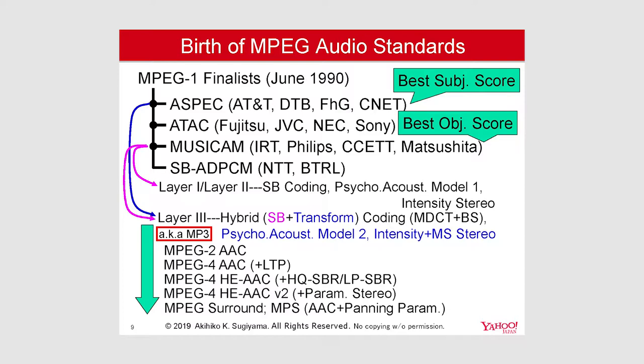Finally, there are three algorithms in MPEG-1. The first two are called layers 1 and 2, based on Musicom. So these algorithms are very simple, but provide good quality up to 1/4 compression. When you actually try to apply much higher compression ratio, you need to introduce yet the new algorithm that is an integration of aspect and the Musicom, the winners of this evaluation. This is called the layer 3 and also known as MP3.